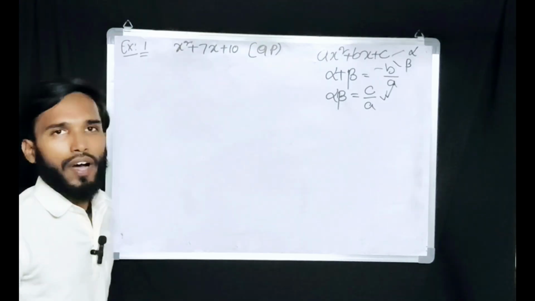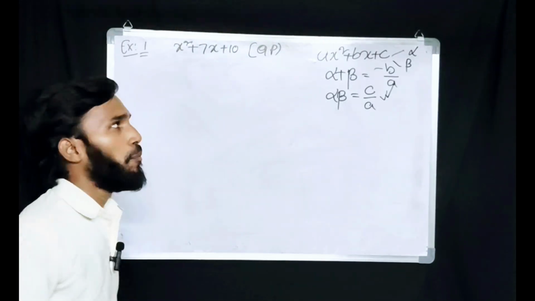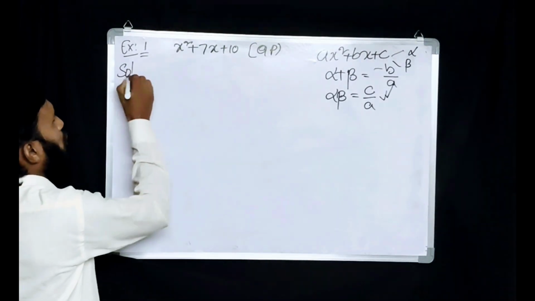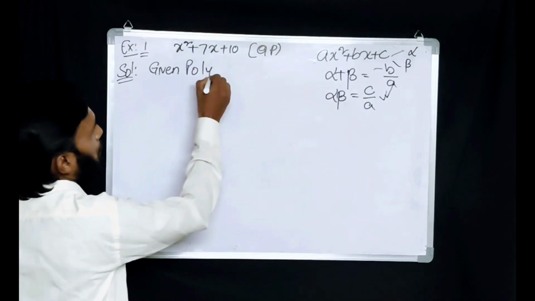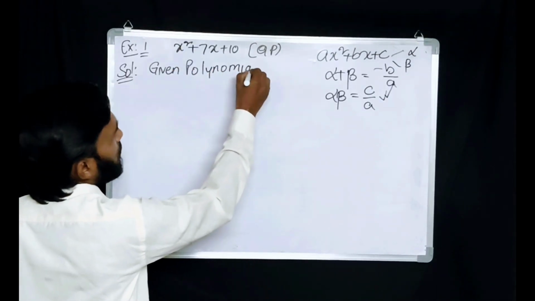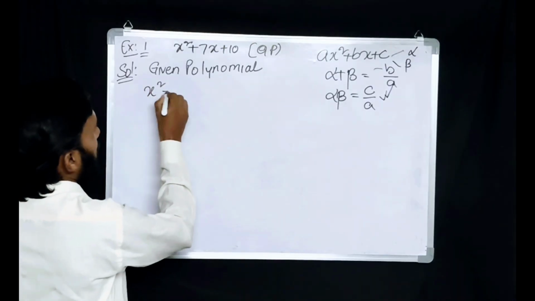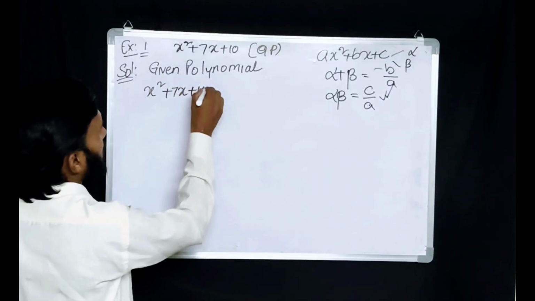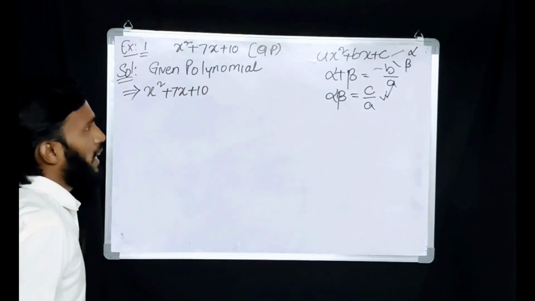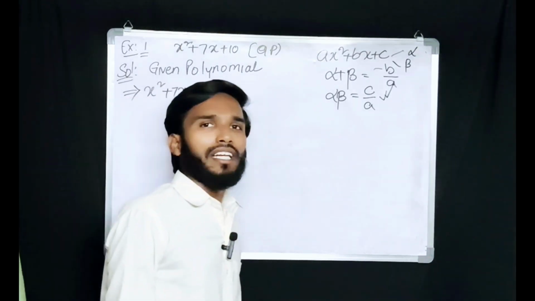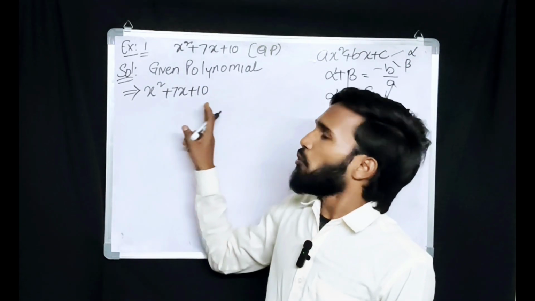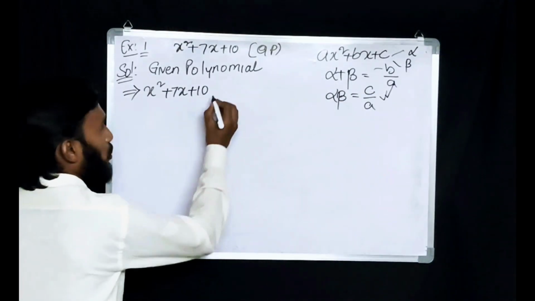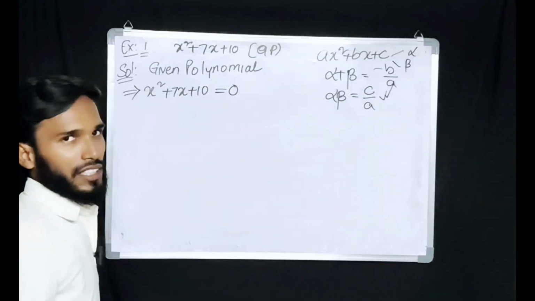Now first we have to find the zeros of the given polynomial. Write the solution. What is the given polynomial? x square plus 7x plus 10. As I said, to find the zeros of any polynomial, first equate that polynomial to 0. So write equal to 0.